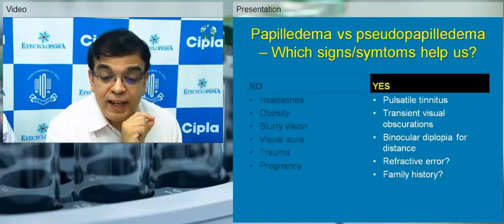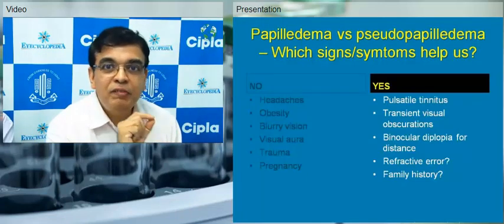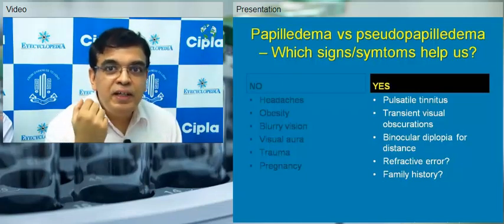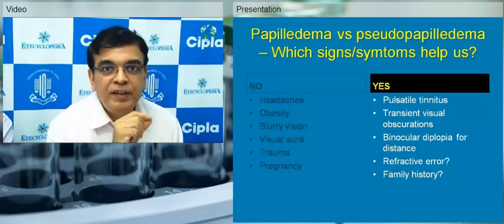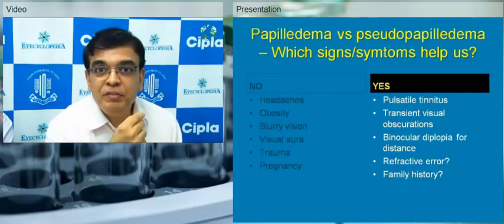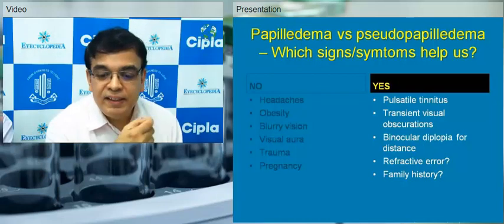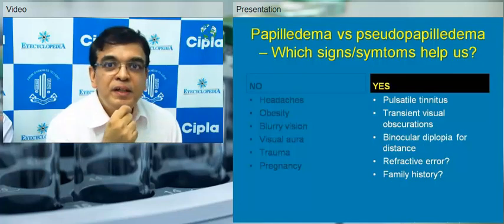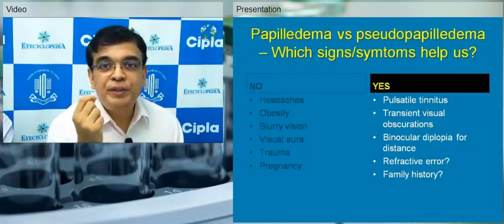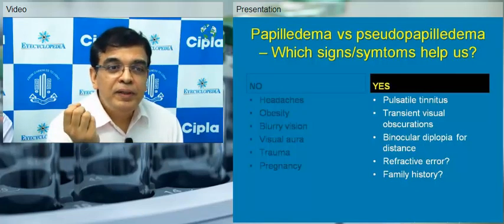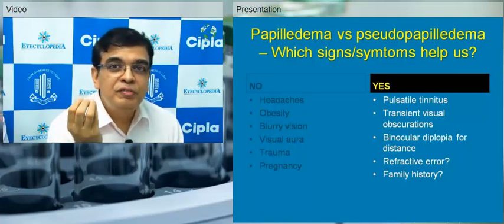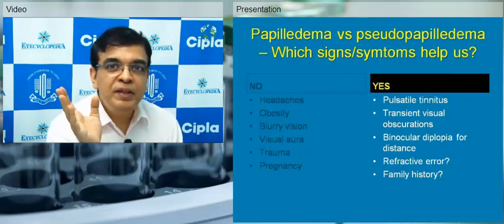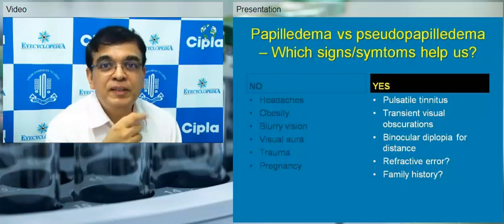But what can help you is if someone says they have pulsatile tinnitus, a whoosh sound in the ears coinciding with the pulse, that is significant. Likewise, a patient who wakes up in the mornings with severe headaches, these are signs of raised intracranial pressure. A patient who complains of transient visual obscurations, and by this I mean sudden loss of vision lasting a few seconds and not even a complete blackout. Sometimes it's a very gross dimming of the vision, and sometimes we call these brownouts of vision.